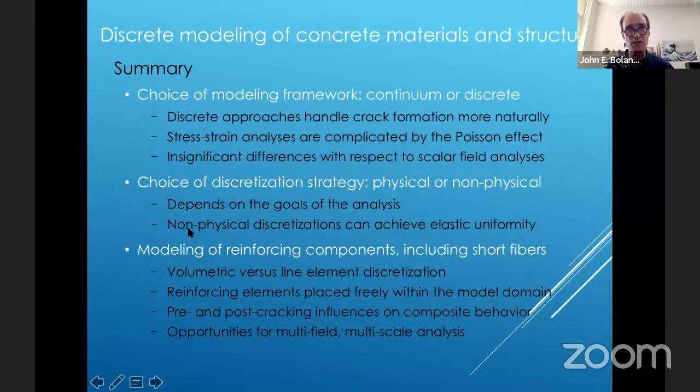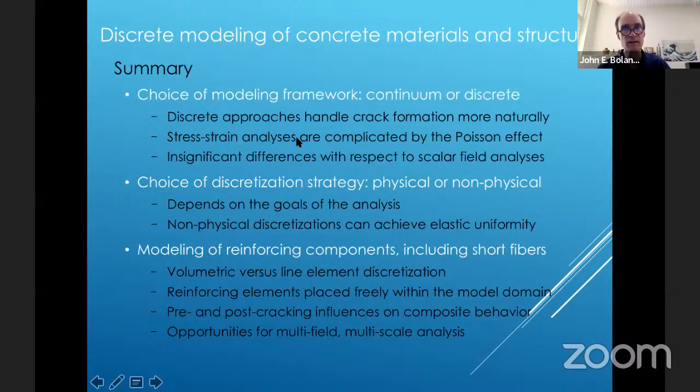And so to summarize, the choice of modeling framework, we have two basic choices. We can go with a continuum model or a discrete model. I think it's hands down that discrete approaches handle crack formation more simply and more naturally. The element formulations are simpler. The two-node elements allow you to model separation processes without locking. So this is one of the main reasons to use discrete approaches, for modeling cracking.